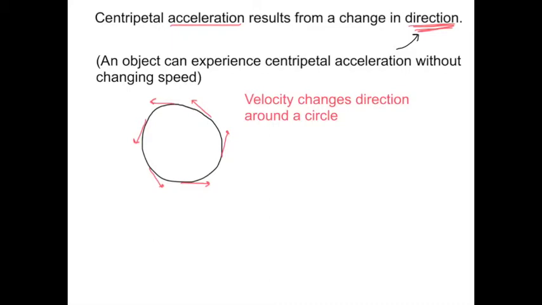Here we have some object that's moving around a circle, and I've drawn its velocity in red at multiple points around the circle. As you can see, it starts with a velocity pointing this way, and then as it moves around the circle, the velocity changes in direction, even though its magnitude is always the same. So that's how we know that the object is accelerating when it's moving in a circle.